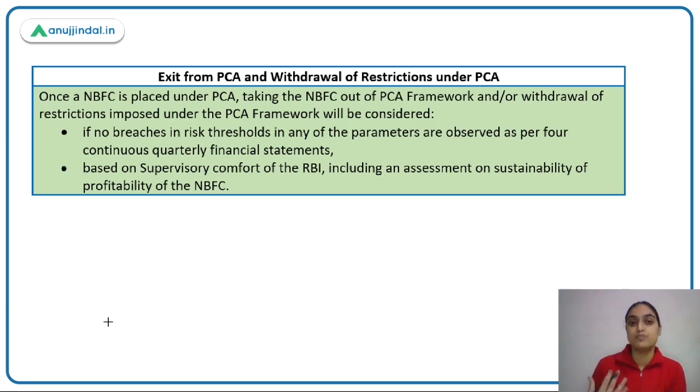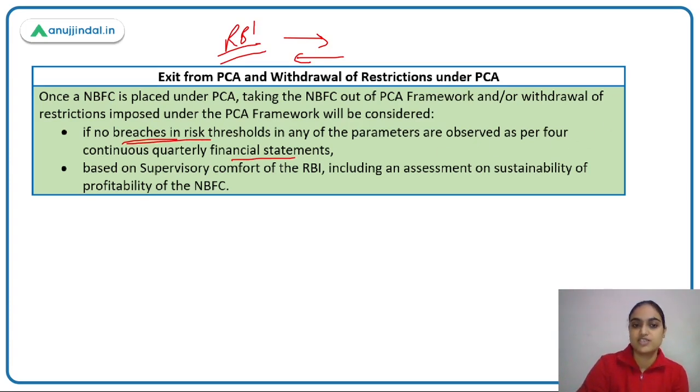If your situation is improving, if RBI thinks that, okay, now you are having good amount of profitability, your performance is more sustainable, then it can remove you from the PCA framework as well. So RBI ke paas power hai aapke PCA framework lagane ki bhi aur remove karne ki bhi. If you are not breaching the risk thresholds for 4 continuous quarterly financial statements, then RBI can remove you from the PCA framework. And if it feels that your profitability is more sustainable, then also it can remove you from this framework. Okay, so what type of actions does RBI take?